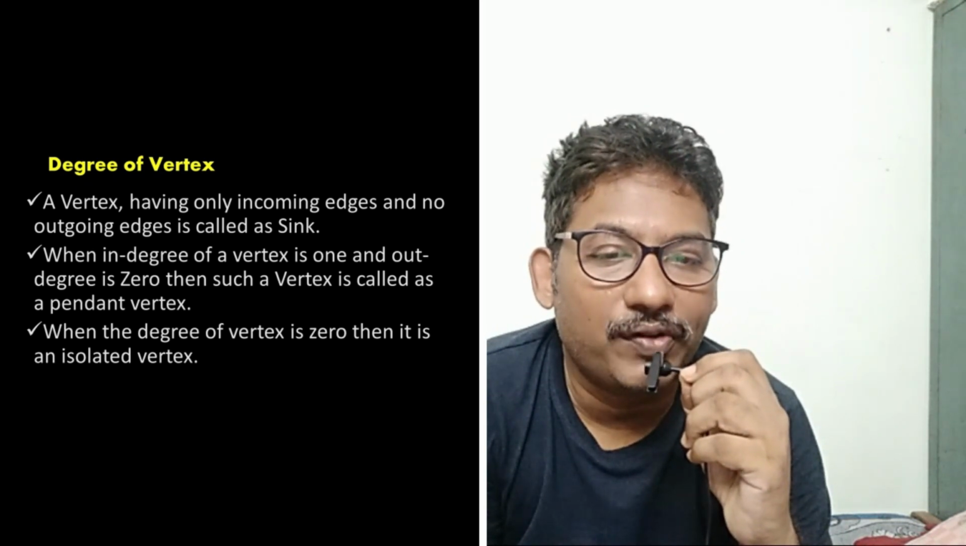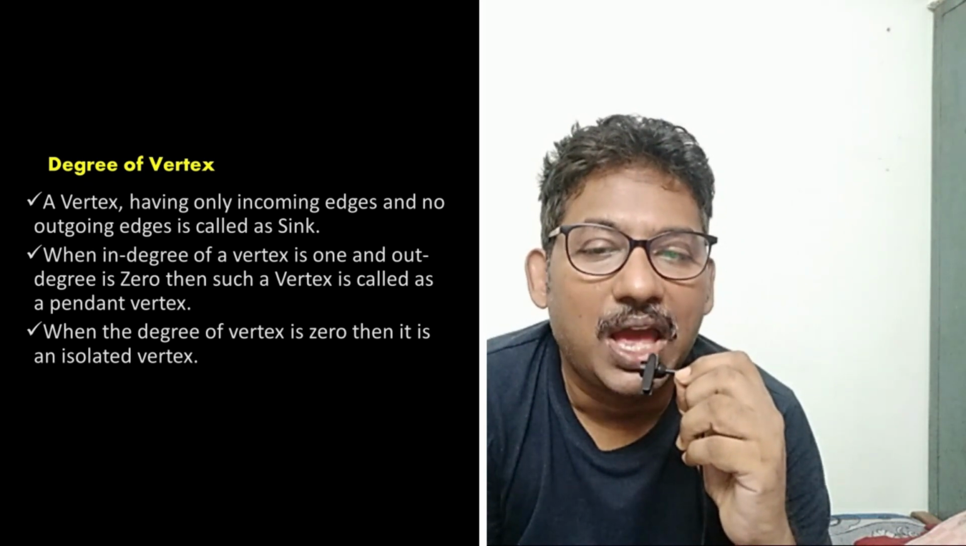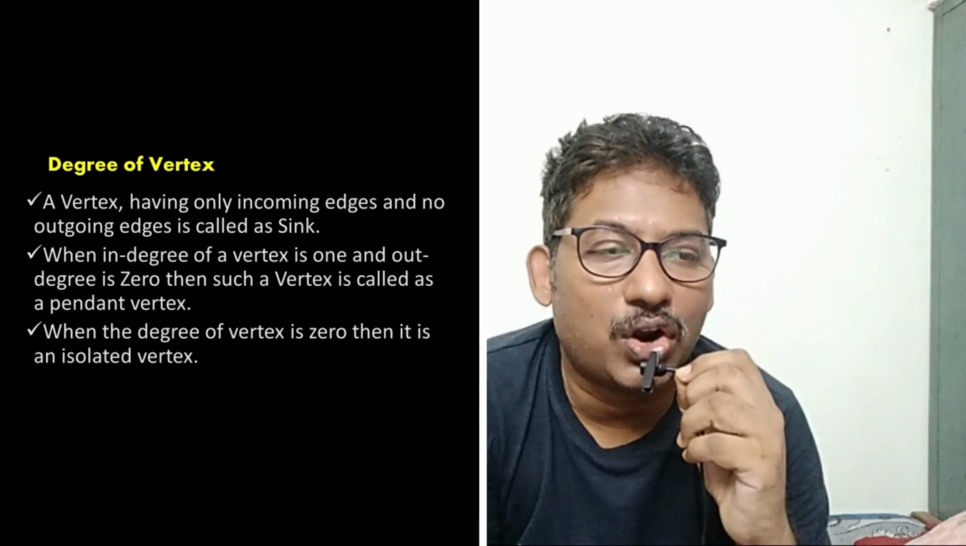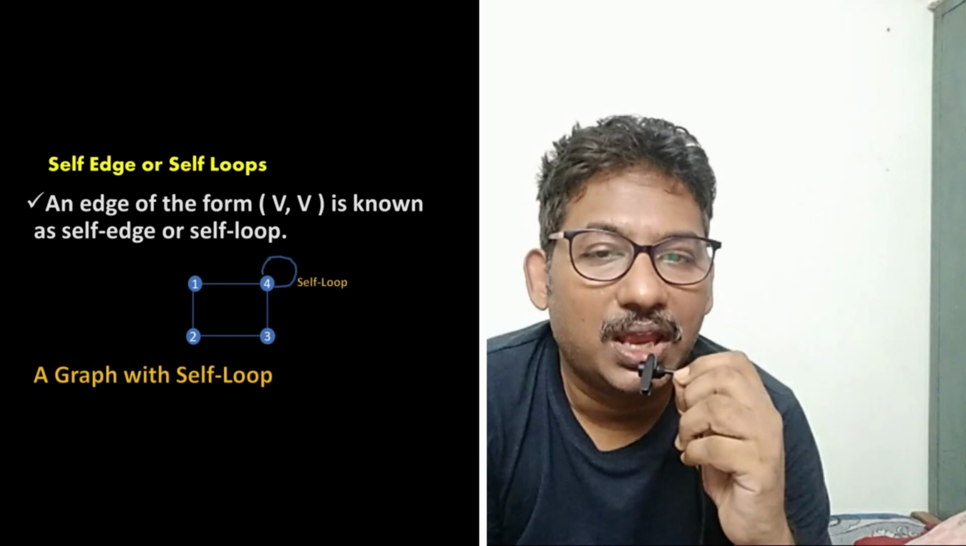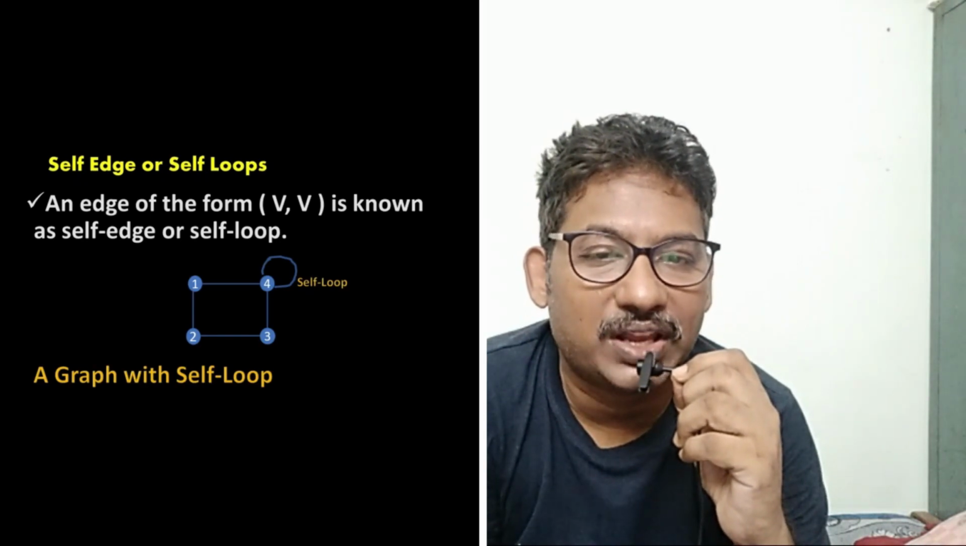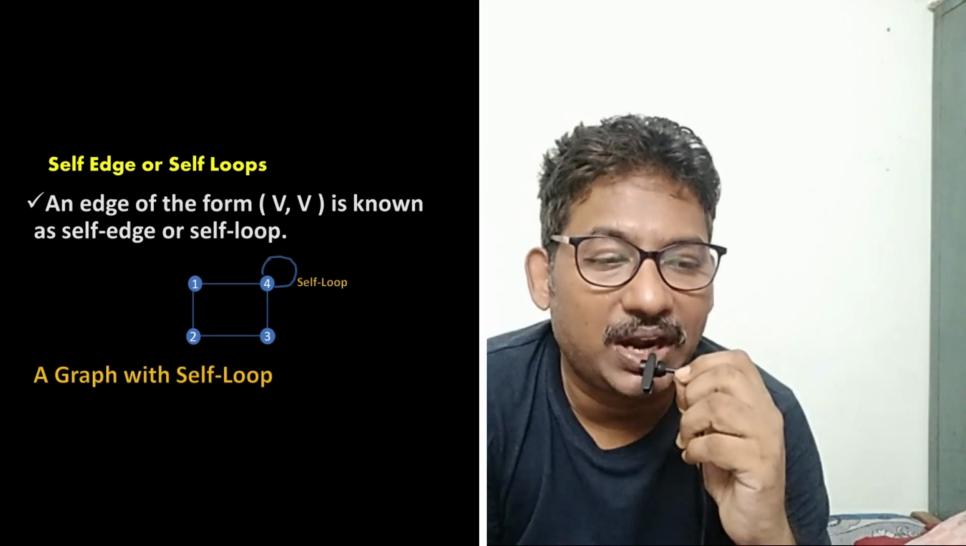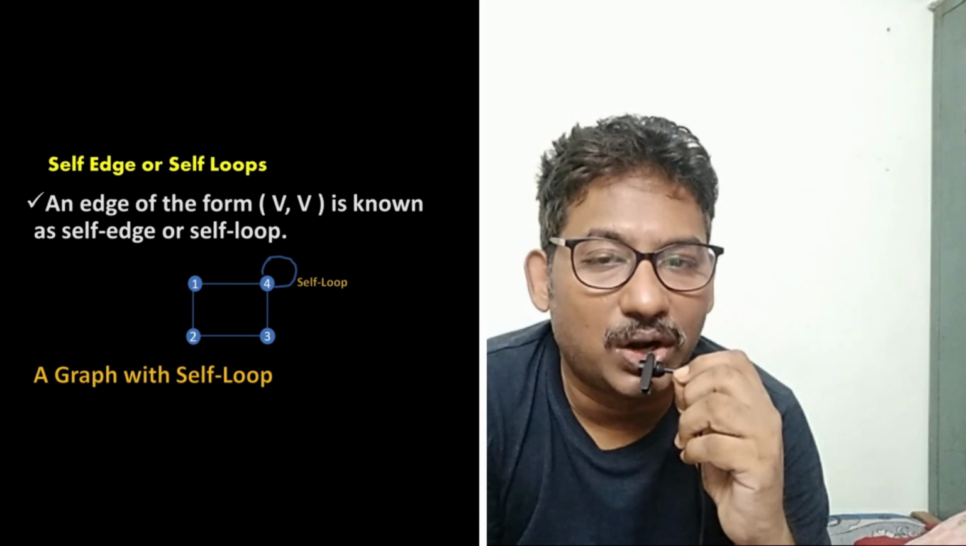When the degree of a vertex is 0, it is called an isolated vertex. So these are the different terms for the degree of a vertex: one is the sink, another is the pendant vertex, another is the isolated vertex.